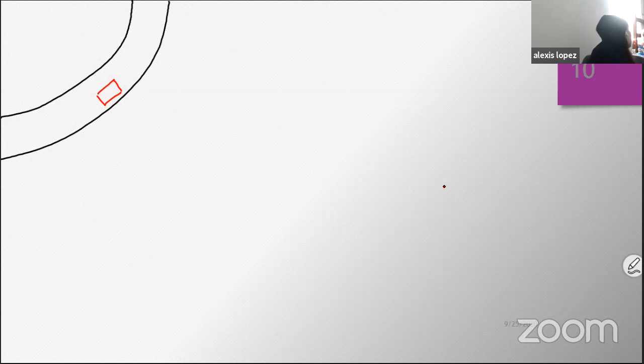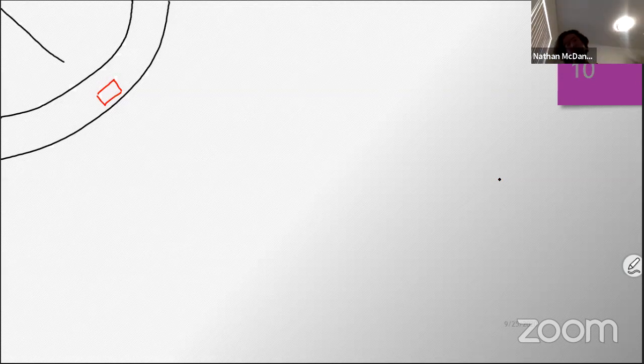Is anybody else having issues? I'm seeing a zoomed in circle with a tiny red square in it. Yeah, we're just in the top corner. Yeah, that's all we're going with right now.